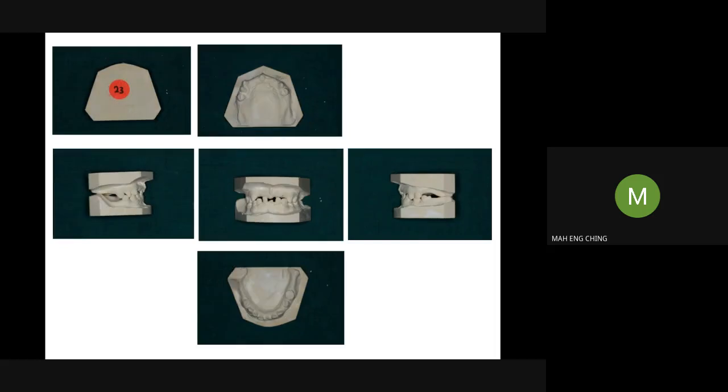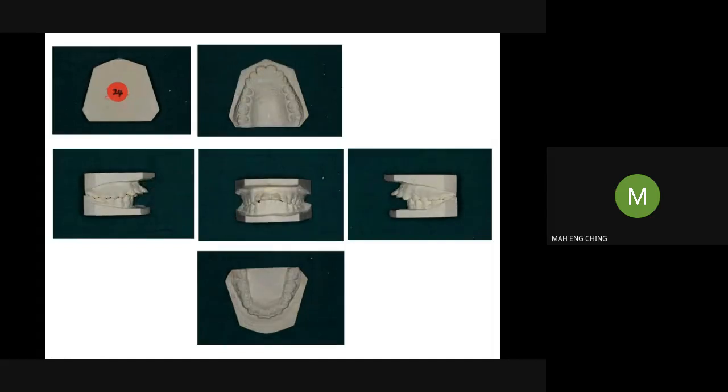So 23rd, again, this one, multiple missing teeth. Definitely, without looking at the cast, you know this one has more than 2 teeth missing per quadrant. So straight away, this one qualifies as a 5H. 5H, multiple missing teeth.